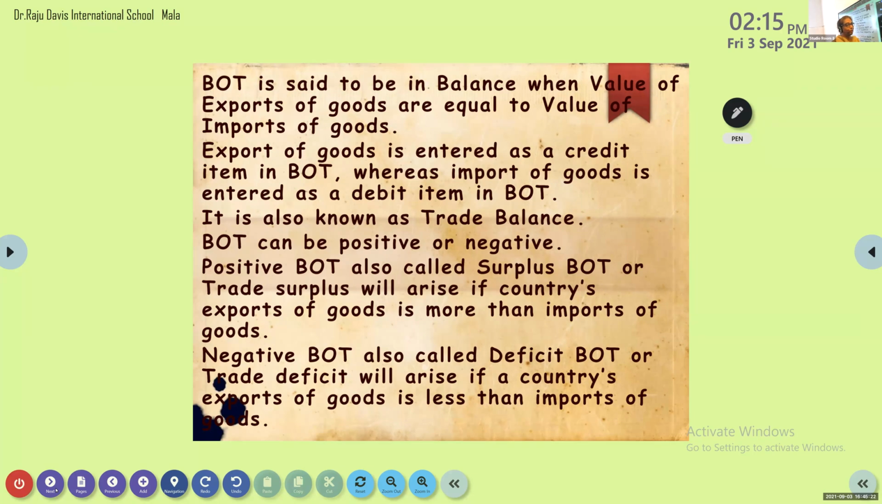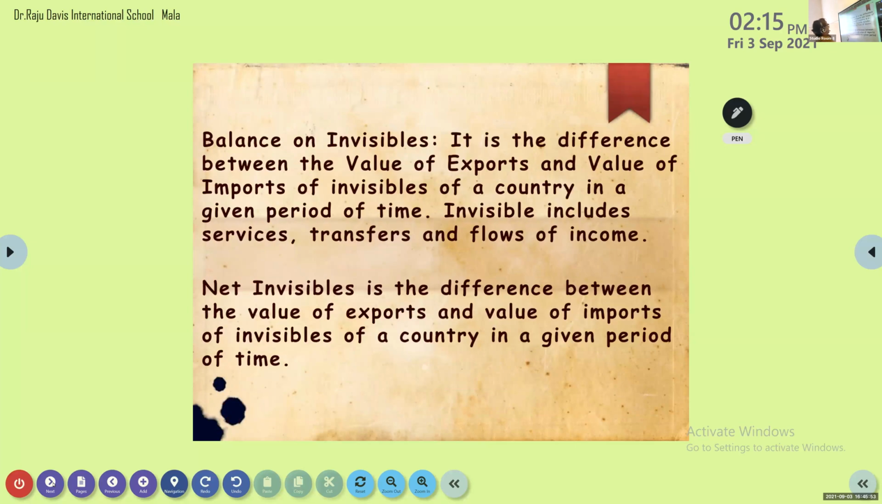So when will it be deficit? That's what I'm asking. We are in short of. When import value will be more than export value. When imports are more than the value of exports, we can say that we have deficit balance of trade. Okay, so here the trade deficit will arise when the export of goods is less than import of goods, or what you said, when the value of import of goods is more than the value of exports of goods.